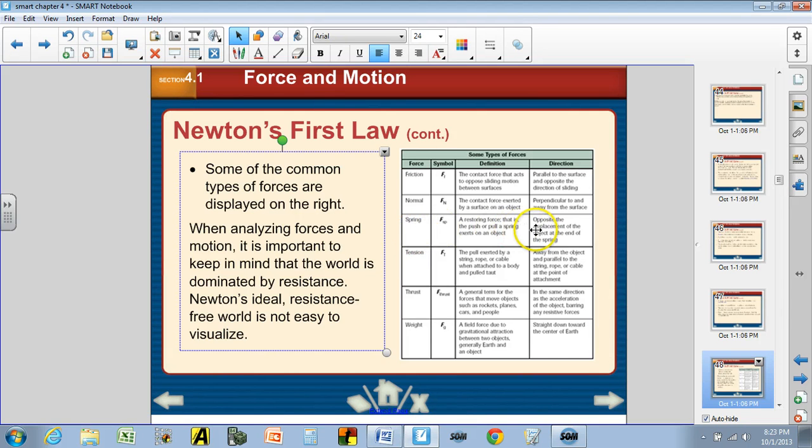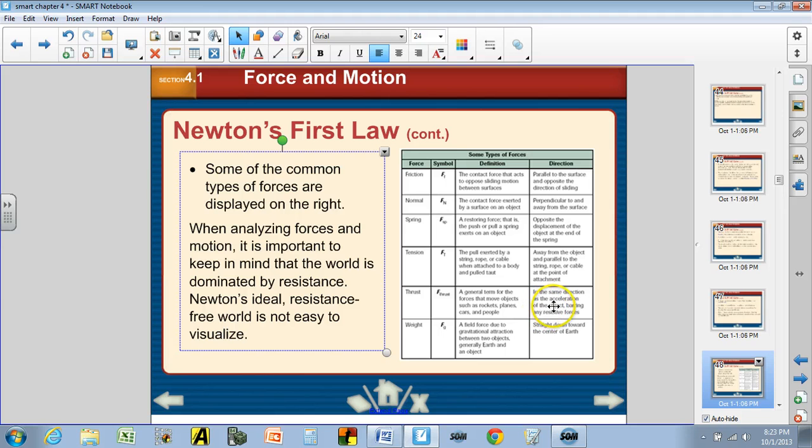Spring force is, of course, the spring acting on the object. It basically is opposite the displacement of the spring. So if you pull on a spring, it's going to try to move the object back in the opposite direction. Tension forces, we do a lot with tension forces. You guys diagrammed some today in class.